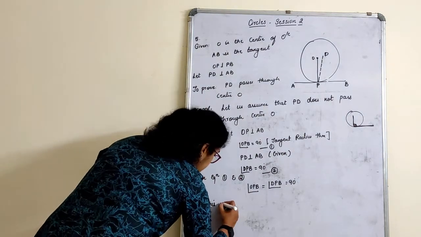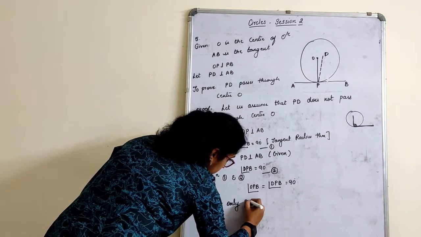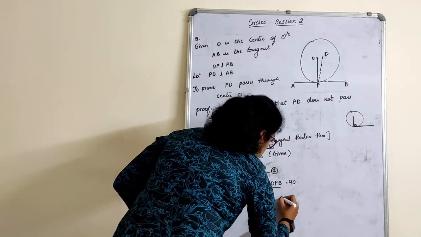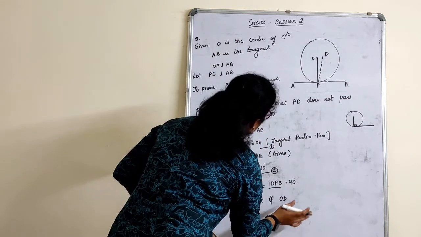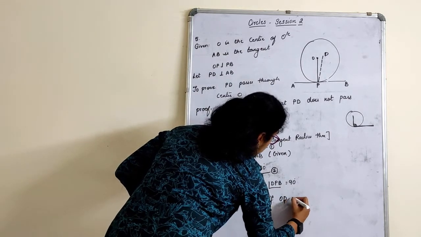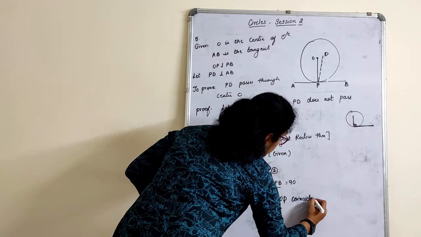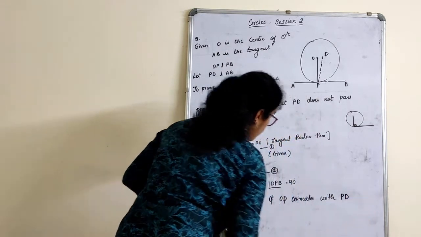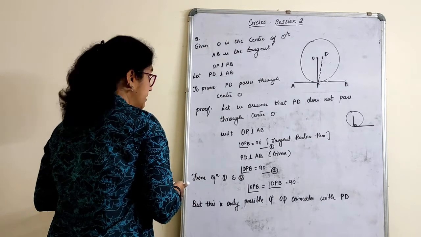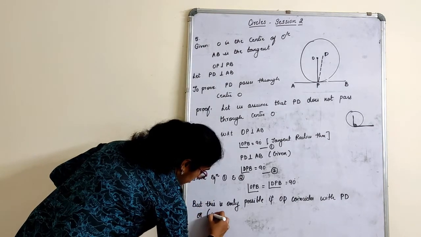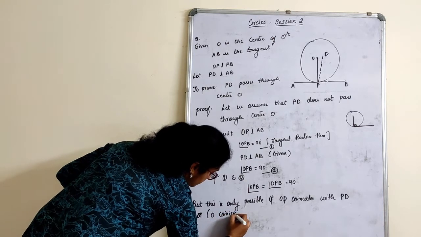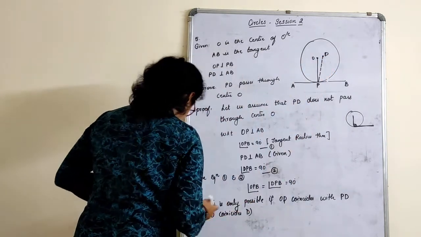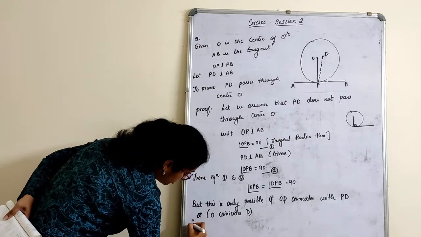But this is only possible if OP coincides with PD, or O coincides with D. If those points coincide with each other, it is only possible. Therefore, our assumption is wrong.